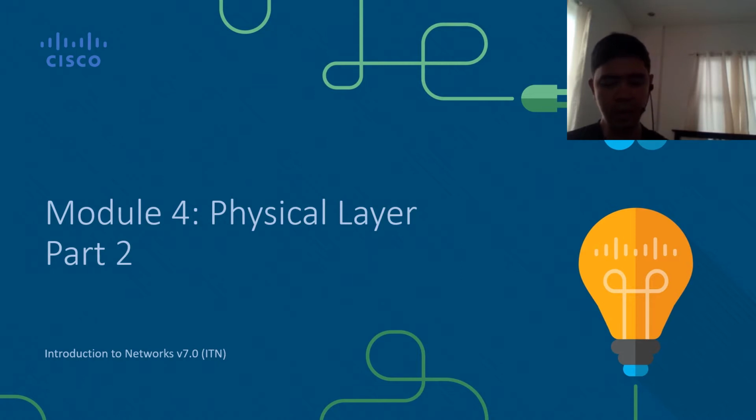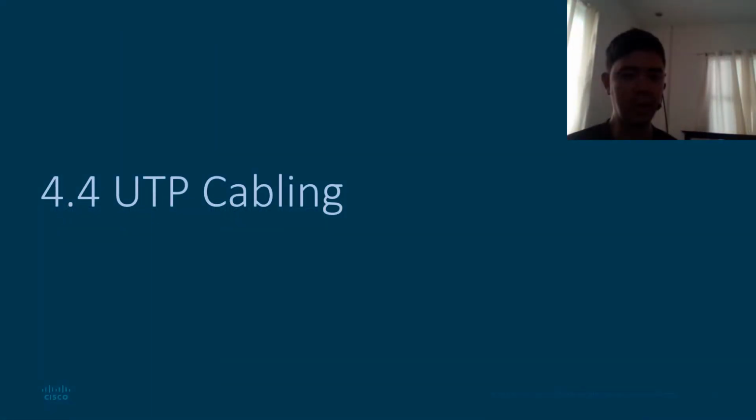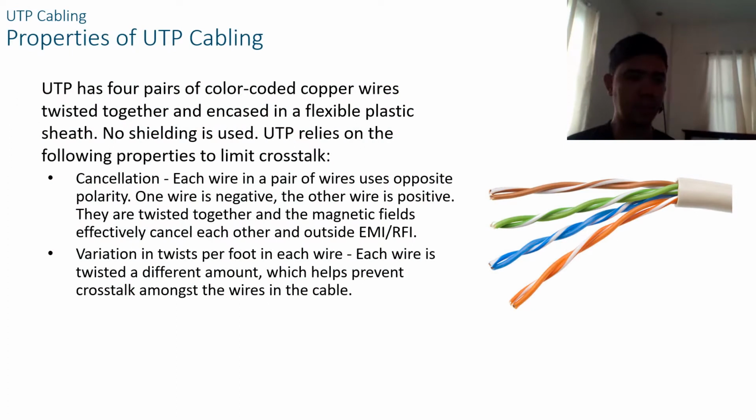So this is part 2 of the module. I will cover properties of UTP. Again, one property of UTP cables is that there are 4 pairs, 8 wires. There is an outer jacket to protect the signal from noise and interference, and to limit crosstalk.